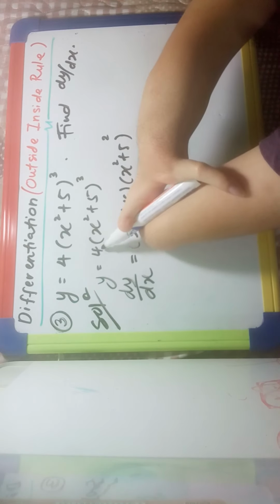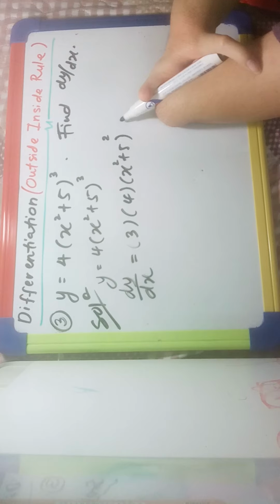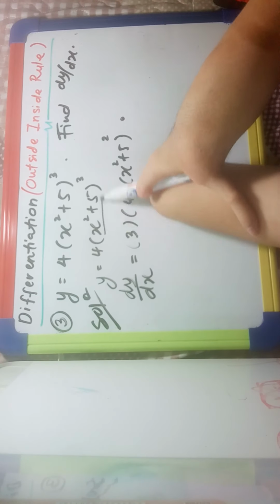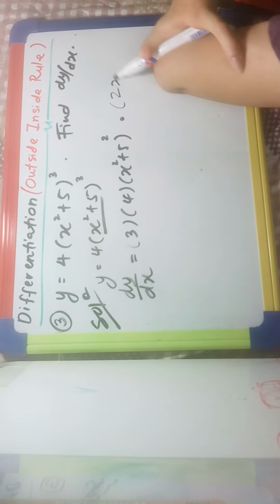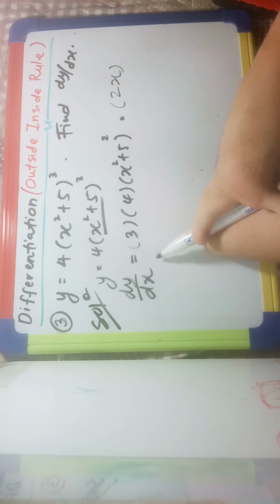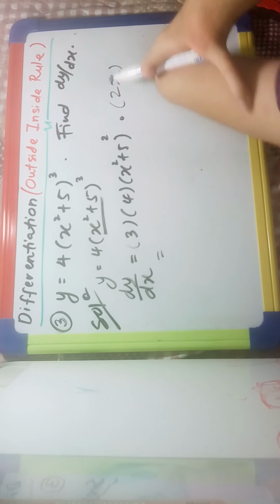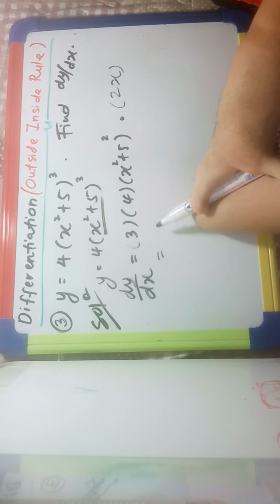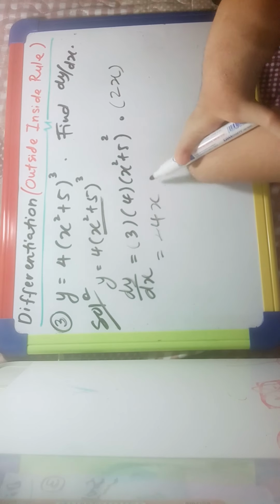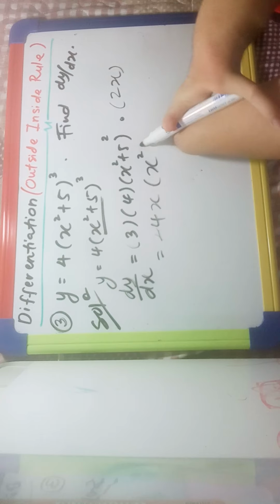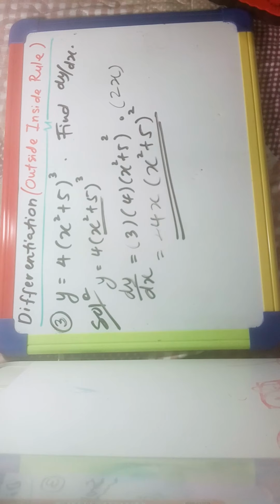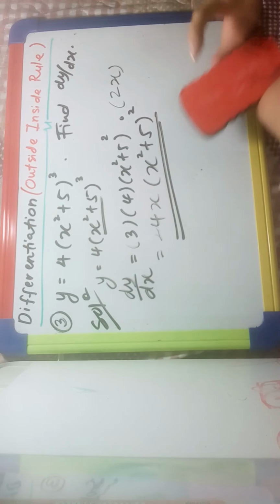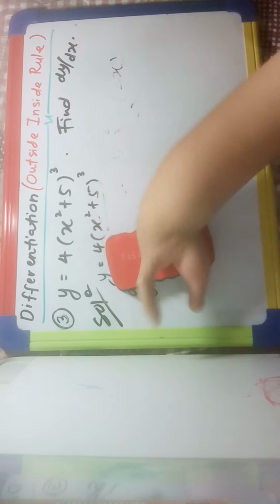This 4 is the same 4 over here. Multiply by inside. What is the inside here? Inside the bracket, x square plus 5. Differentiate x square plus 5, we get 2x. Now simplify everything. 3 times 4 times 2x, so we will get 24x in bracket x square plus 5 to the power of 2. So this is our dy over dx. No need for you to expand the bracket, just leave it like this. Next example.